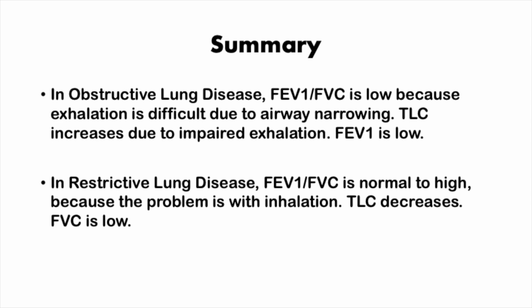In summary, in obstructive lung disease, FEV1 to FVC ratio is low because exhalation is difficult due to airway narrowing. Total lung capacity increases due to impaired exhalation. FEV1 is low. In restrictive lung disease, FEV1 to FVC ratio is normal to high because the problem is with inhalation. Total lung capacity decreases. Forced vital capacity is low.